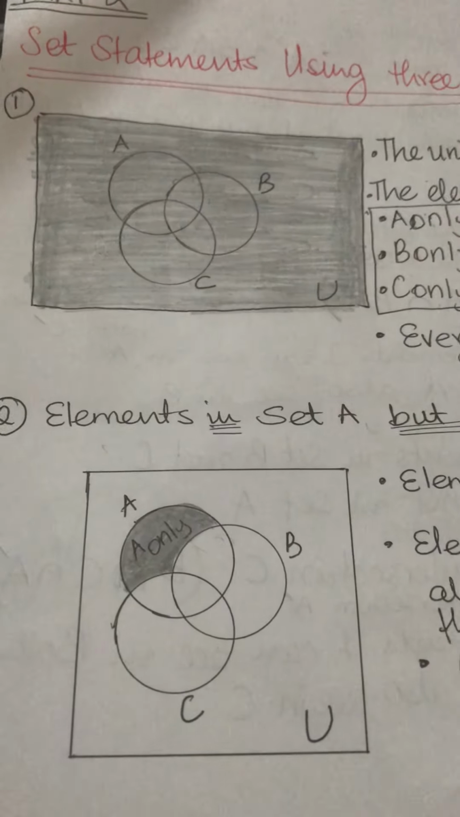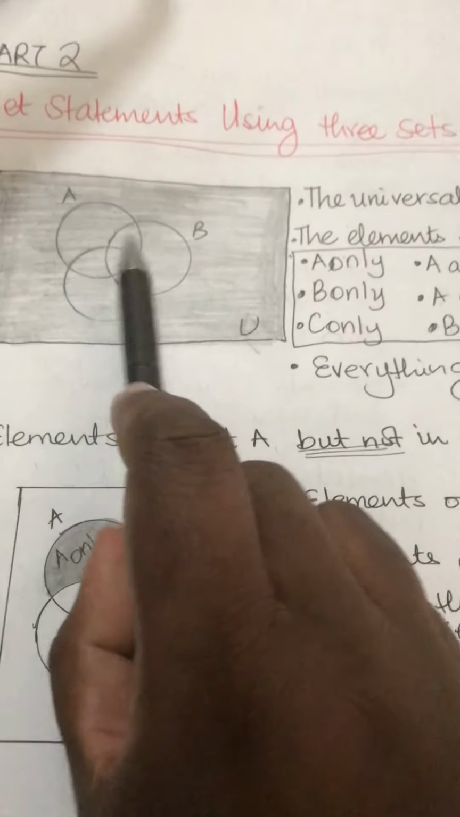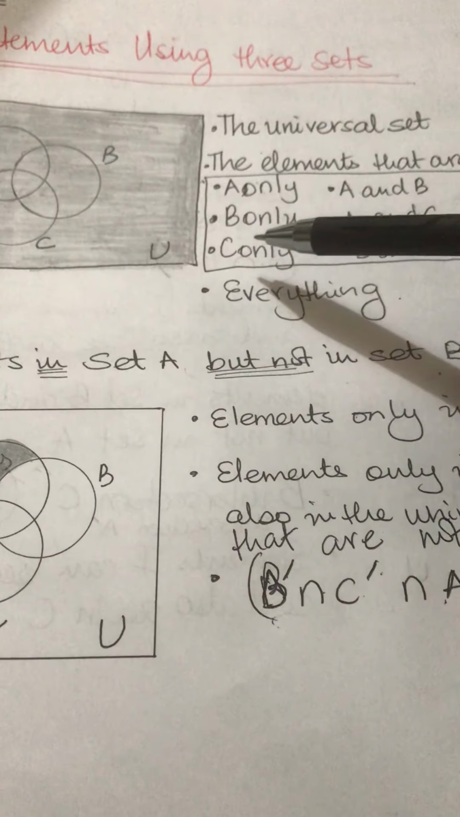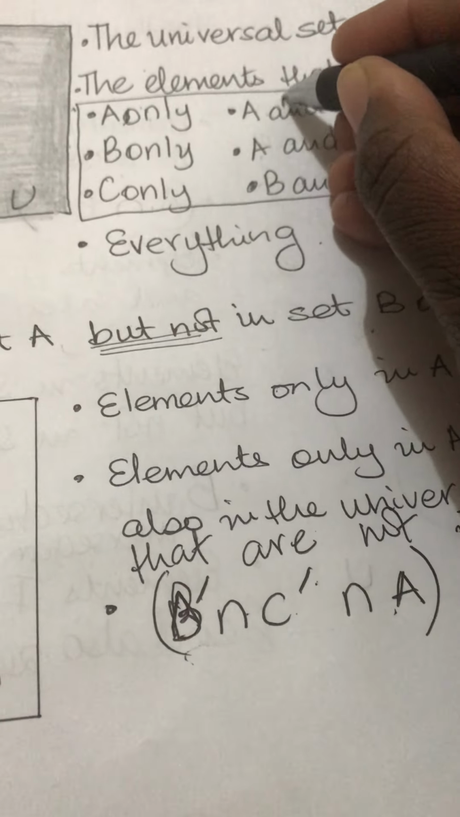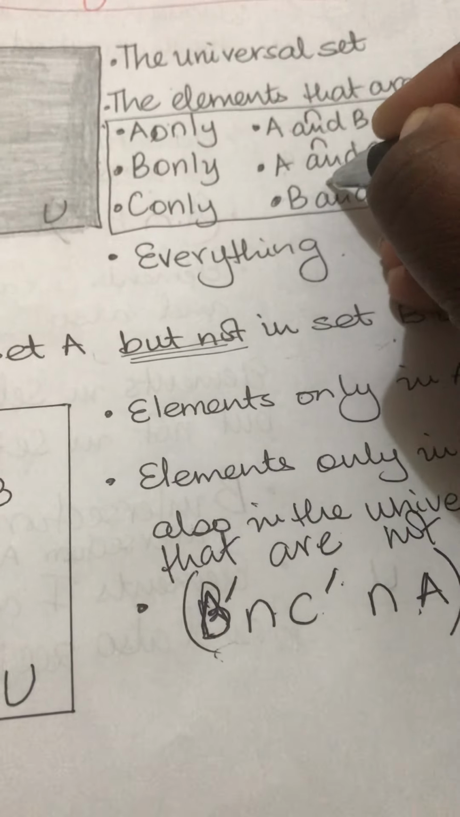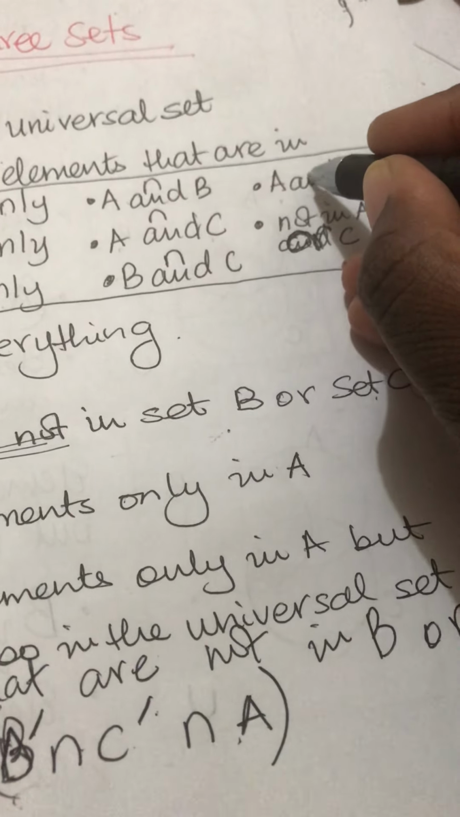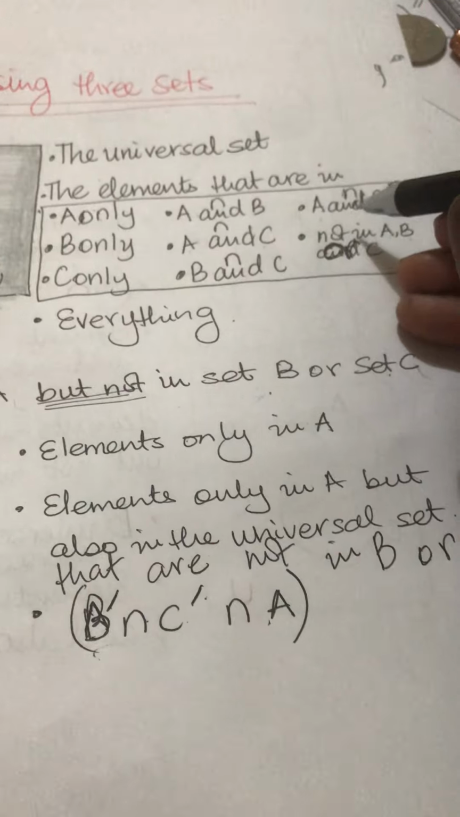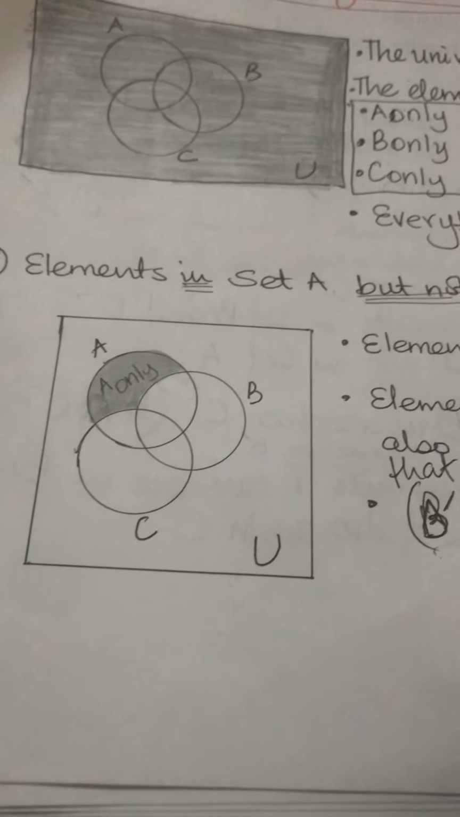Universal set, you color everything. Okay? Everything. What does this mean when you color everything? It means A only. It means B only. It means C only. It means A and B, which means intersection. Put the intersection over there. And then it means A intersection B intersection C, and then it means not in A, B, or C. So that's what this whole picture means.